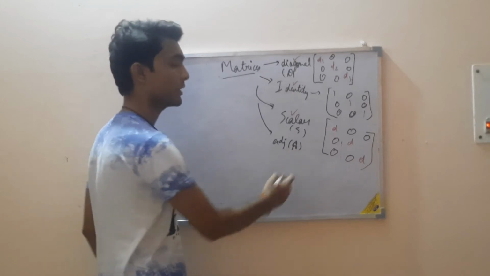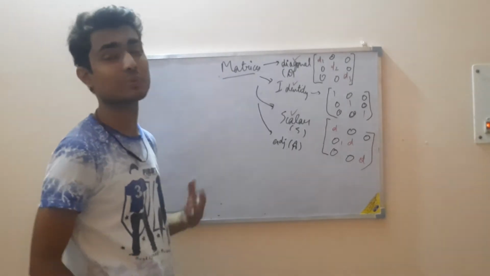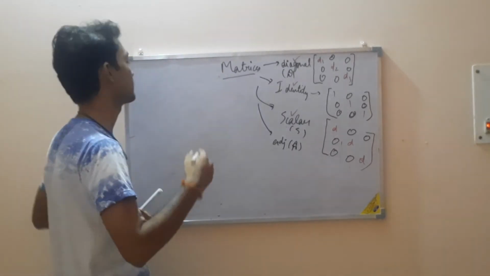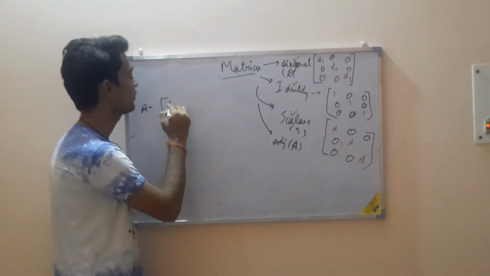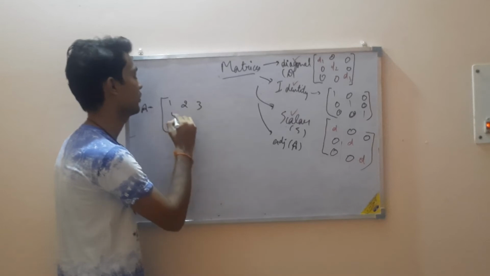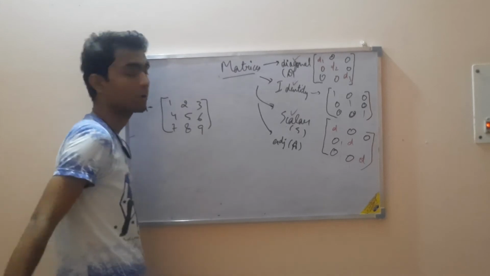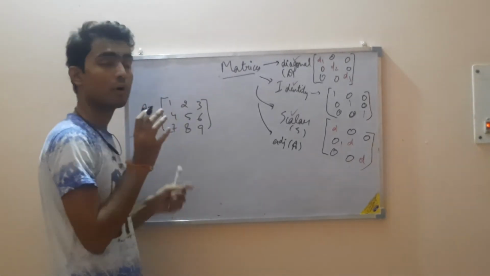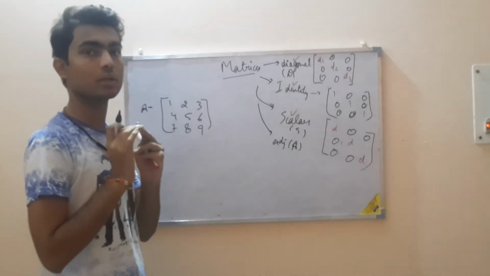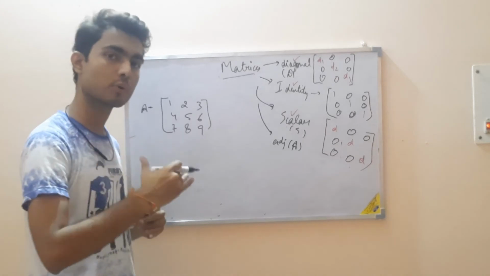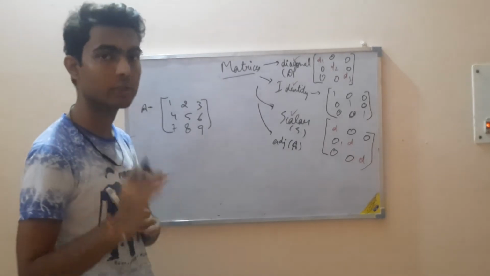Before moving to the adjoint of a matrix, you should be clear with what a transpose is. For a transpose, let's say A is equal to 1, 2, 3, 4, 5, 6, 7, 8, 9. What does the word transpose mean? Transpose is nothing but we interchange the corresponding rows with the corresponding columns.